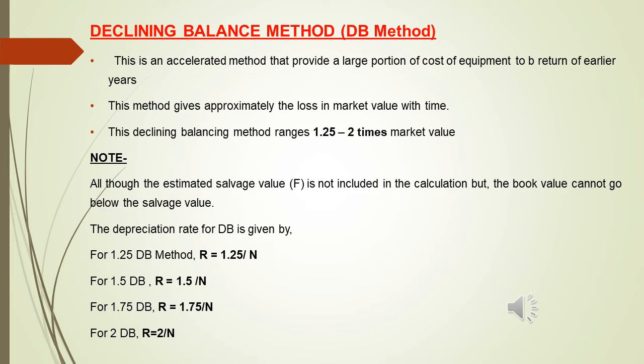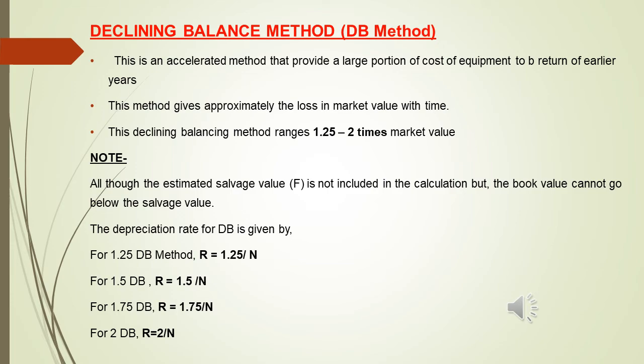So here is a note. We have to consider different values of R to calculate. The note tells that although the estimated salvage value F is not included in the calculation, the book value cannot go below the salvage value. Also, they have given the depreciation rate for the 1.25 declining balance method. It is 1.25 by N. You are dividing whatever value they give by N.